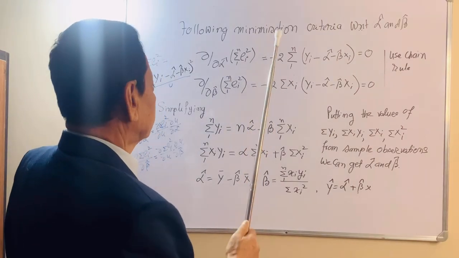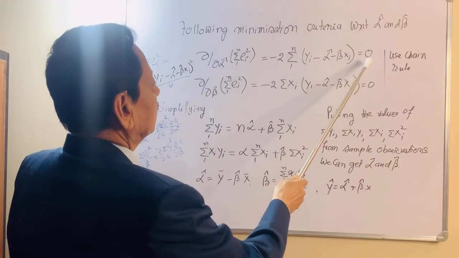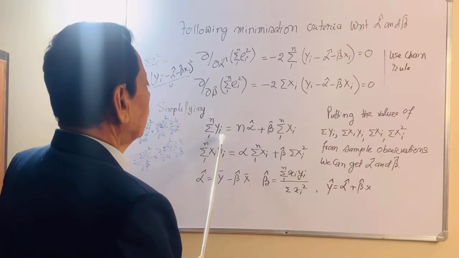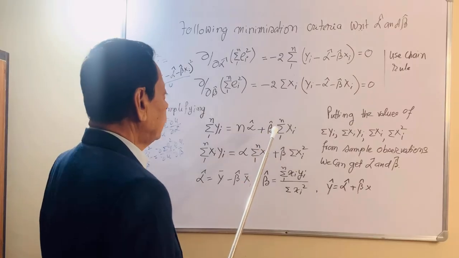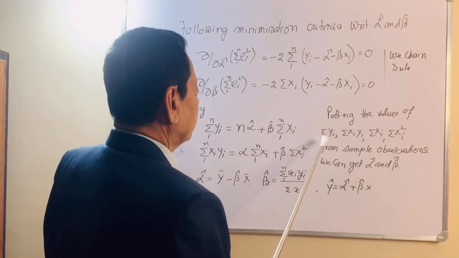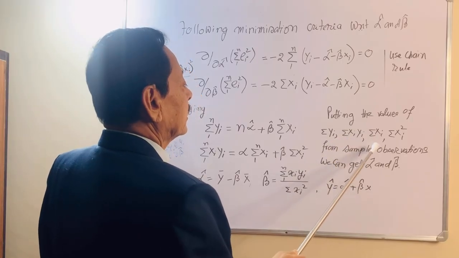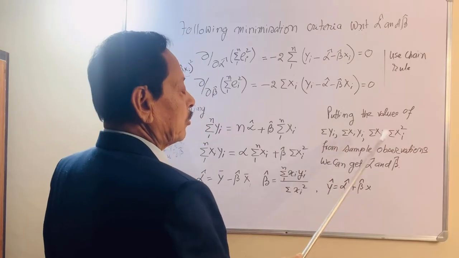Now from this is equal to this, and this is equal to this. From this we can develop two normal equations. Now putting the values of summation yi, summation xi yi, summation xi and summation xi square from sample observations.